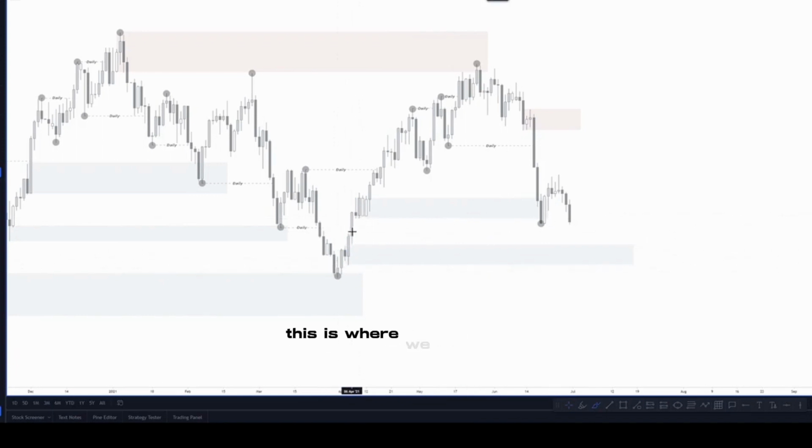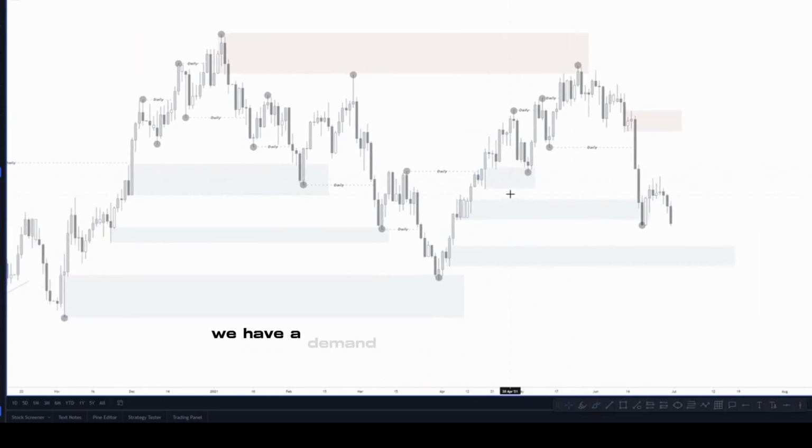Again, this is where we would see a continuation model. I'll just draw this one on as well. We have a demand zone that was respected, and we can just continue on. But what we're seeing is bullish structure. We're seeing demand zones holding, and we're seeing supply zones failing.